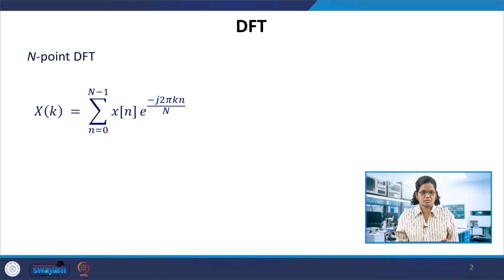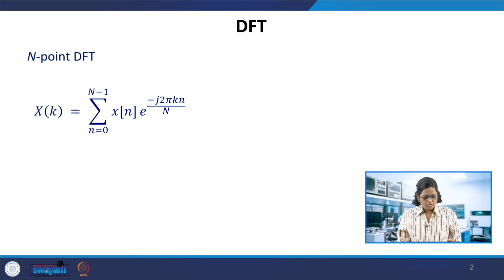Welcome to the course on FPGA based signal processing systems. In the previous lecture, we had learned the discrete Fourier transform. What is the outcome of the discrete Fourier transform? Those are the frequency components which are present in the signal. If you take an N-point DFT, you get the frequency components and their magnitude and phase in the original signal.